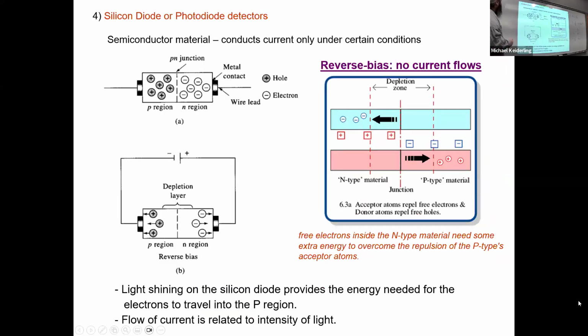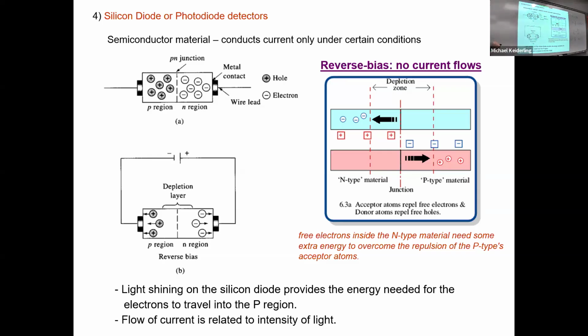A silicon diode or a photodiode detector. There's a semiconductor material that conducts current only under certain conditions. Light shining on the silicon diode provides the energy needed for electrons to travel into the P region from the N region, and the flow of current is related to the intensity of the light. So this is sort of like the backwards version of an LED. You can actually use LEDs to detect light.